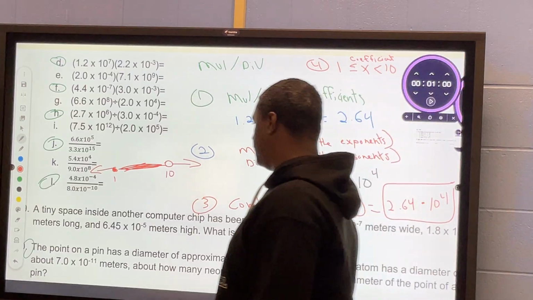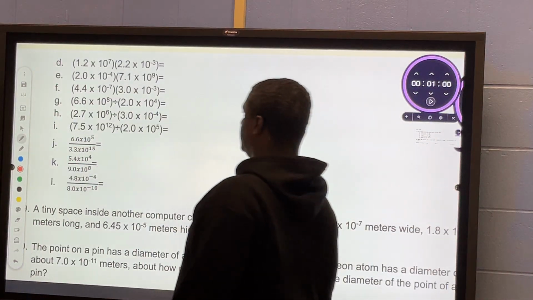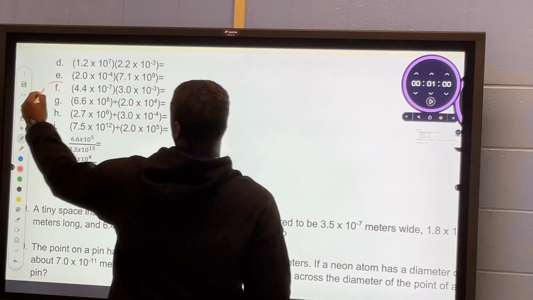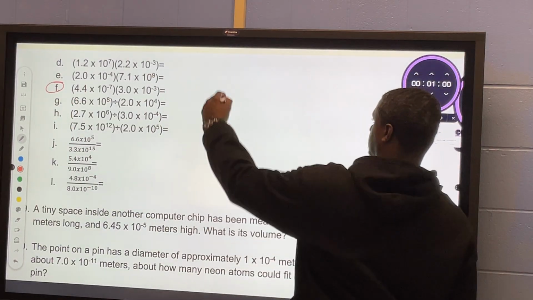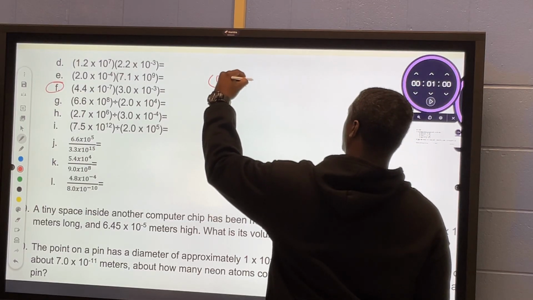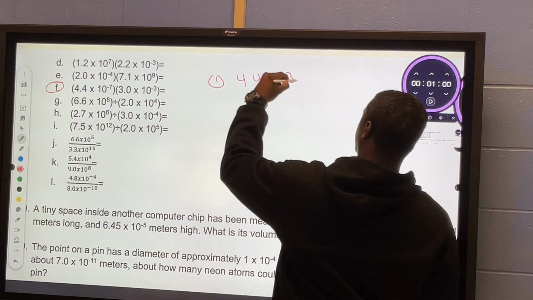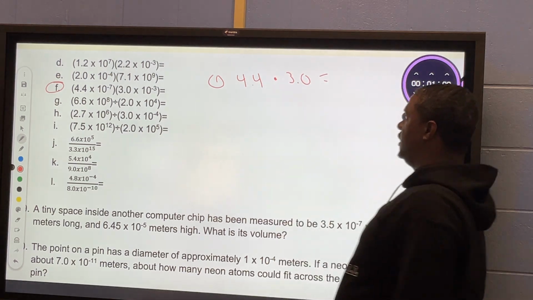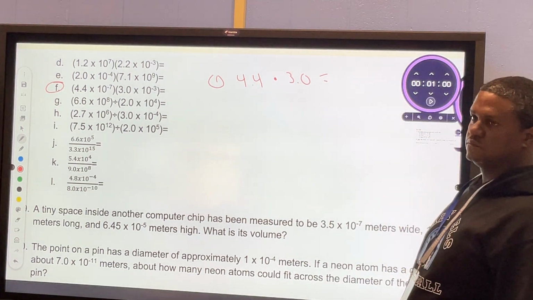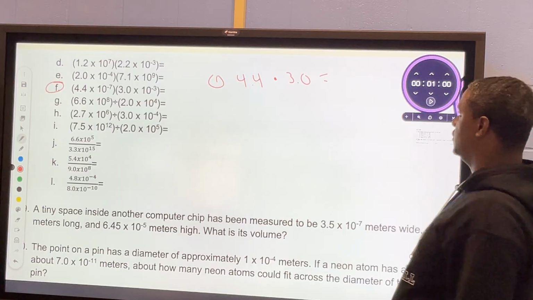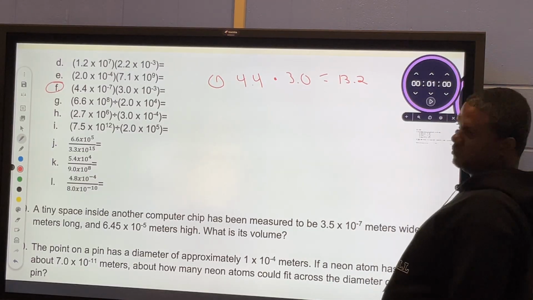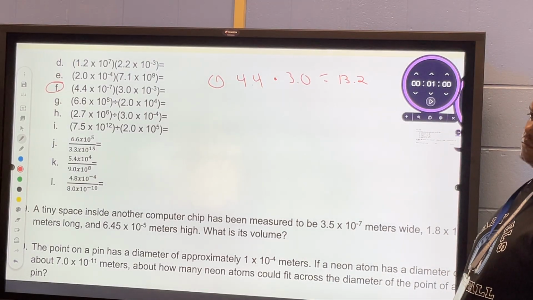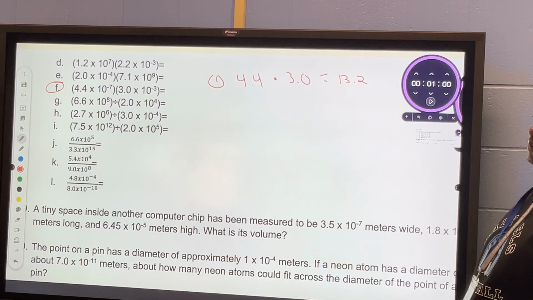Alright, let's look at F. What are my coefficients? 4.4 and 3. So I have 4.4 times 3. What does that equal? 13.2. See, that's why I like the calculator. They don't give you the whole number, you have to do the extra step.